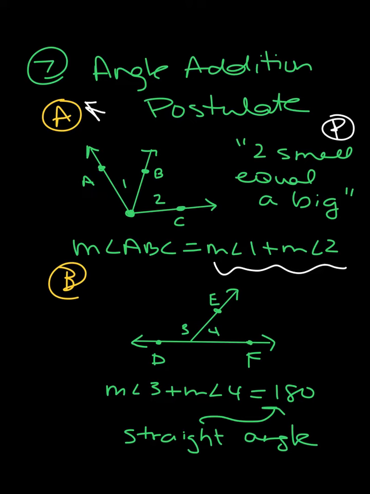Now, the second part of angle addition postulate, in example B, is we have a straight angle, and we know that a straight angle is equal to 180 degrees. So in this diagram, I can say the measure of angle 3 plus the measure of angle 4 is equal to 180. So I can use either of these in a proof, and both reasons would be angle addition postulate.